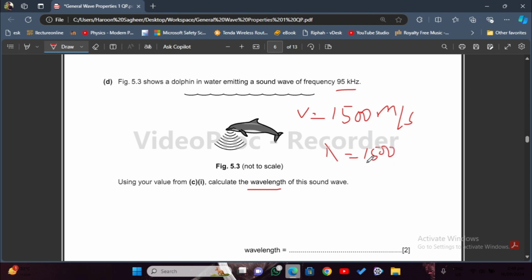1500 divided by 95,000, because it's 95 kilohertz, so it's 95,000. So let's calculate the wavelength. The wavelength will be 1500 divided by 95000. That is a very small wavelength, and that makes sense because the frequency is very high. 0.017 meters. That is the wavelength.